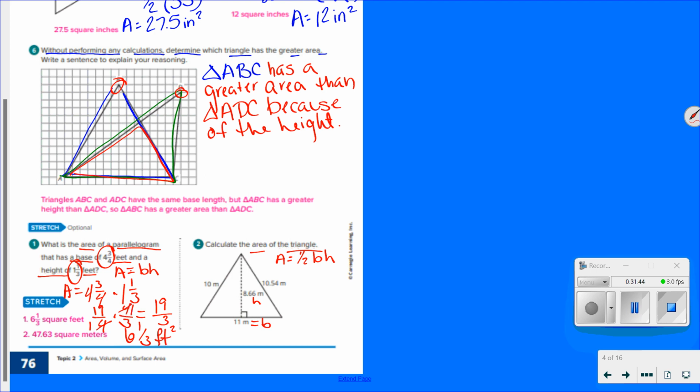The magic square tells us what? The base and the height. These other numbers are here, but they're here to do what? To trick you. They're just to trick you. So area equals 1/2 our base, which is 11, multiplied by our height, which is 8.66. I would divide 8.66 in half. What would you get if we divided 8.66 in half?